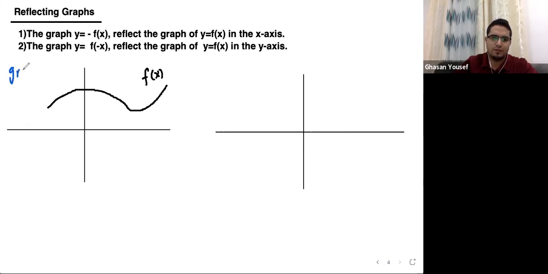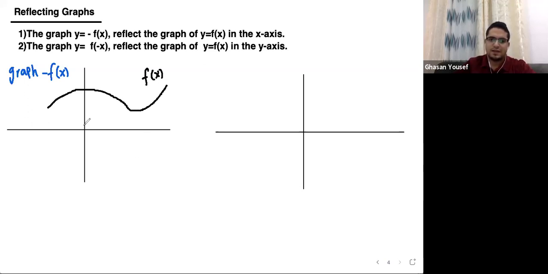So graph minus f of x. How can I graph this one? How can I graph the minus f of x? To graph the function minus f of x, you have to graph the original function f of x, then you have to reflect the original one, f of x, in the x-axis.